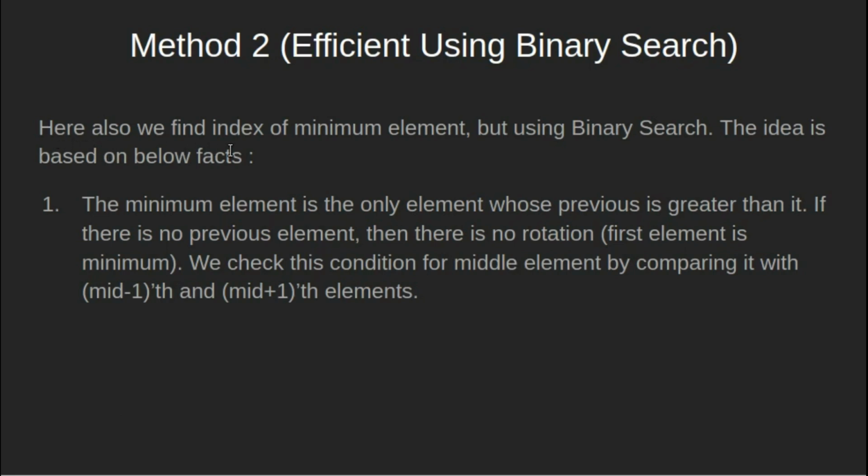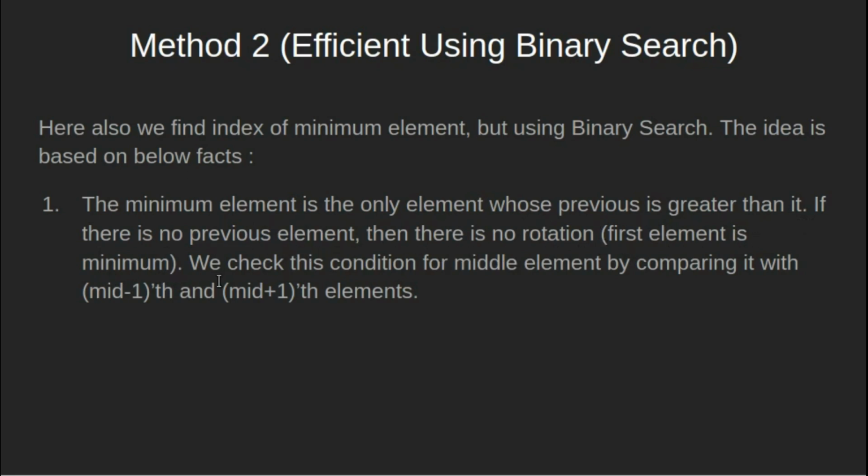Here we are using binary search. Here also we find the index of the minimum element but using binary search. The idea is based on the below facts. The minimum element is the only element whose previous is greater than it. If there is no previous element, then there is no rotation.